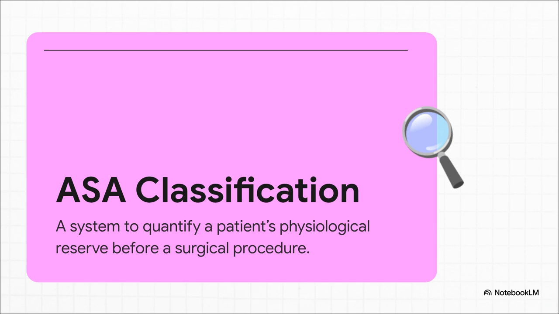Now, listen up because this is a huge point, so don't forget it. The ASA class is not a measure of surgical risk. It's a grade of the patient's underlying health, their physiological piggy bank, if you will, before we even think about what surgery they're having.